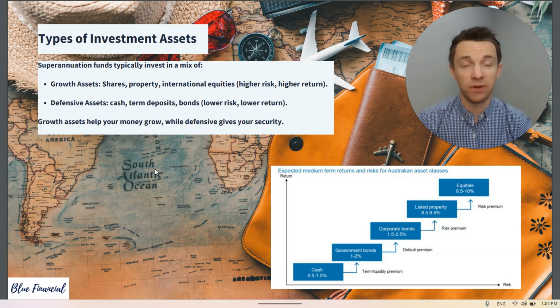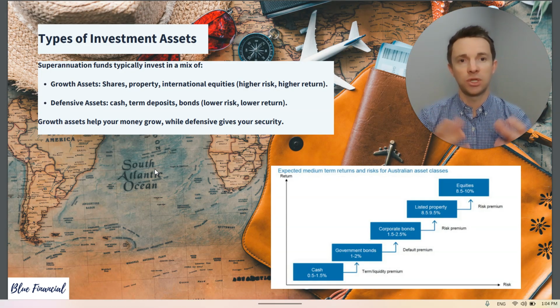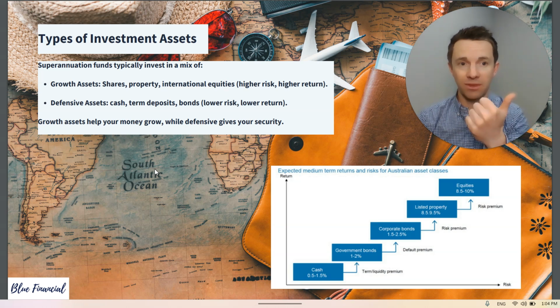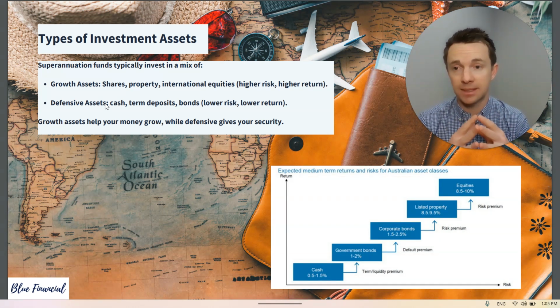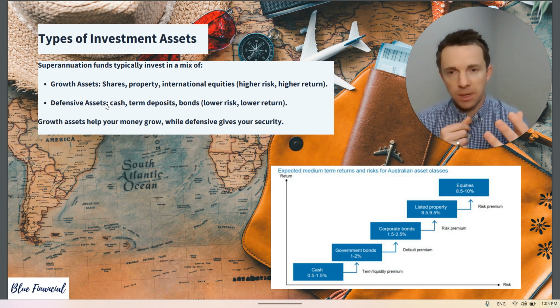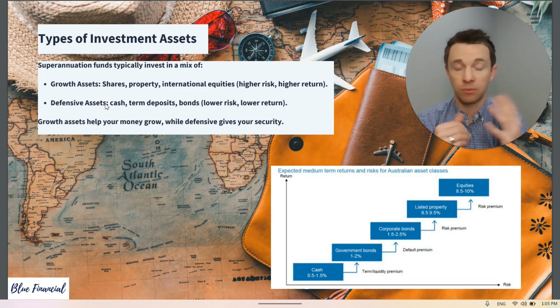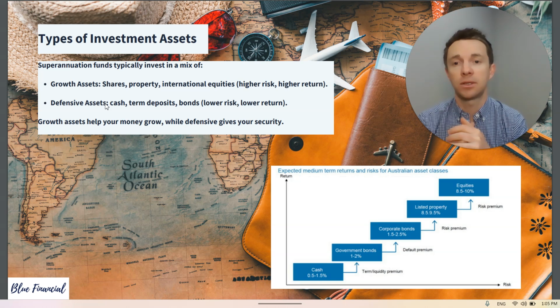So the different types of investments within an investment strategy, or within a super fund: you've got growth assets and you've got defensive assets. Growth being shares, property, international shares. They're all generally higher risk, higher return. That's how they're classified. Defensive assets, you've got cash, term deposits, bonds, which are classified lower risk, lower return. So growth assets help you grow your money over the long term. Even in retirement we still need growth, otherwise we'll run out of money too quickly.